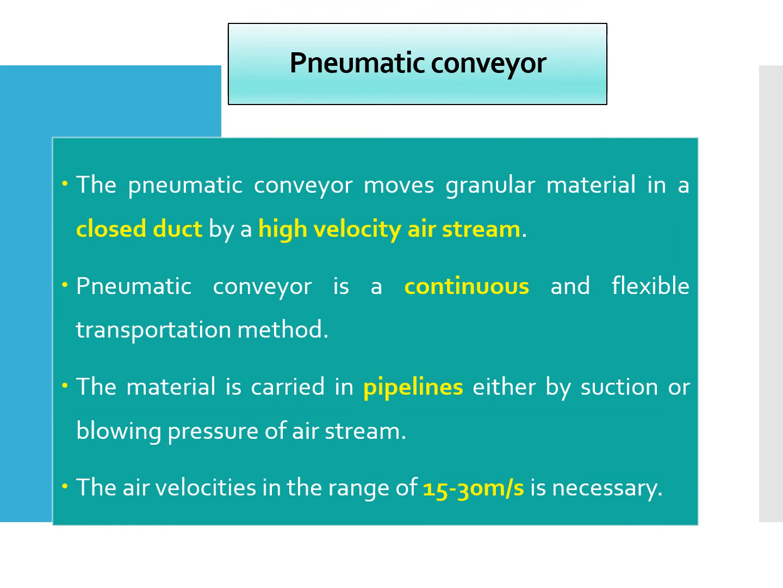Pneumatic conveyor. The pneumatic conveyor moves granular material in a closed duct by a high velocity airstream. The granular materials, because of high air pressure, are conveyed in a dispersed condition. Pneumatic conveyor is a continuous and flexible transportation method. The material is carried in pipelines either by suction or blowing pressure of the airstream. For dispersion of bulk material, air velocities in the range of 15 to 30 meters per second are necessary.